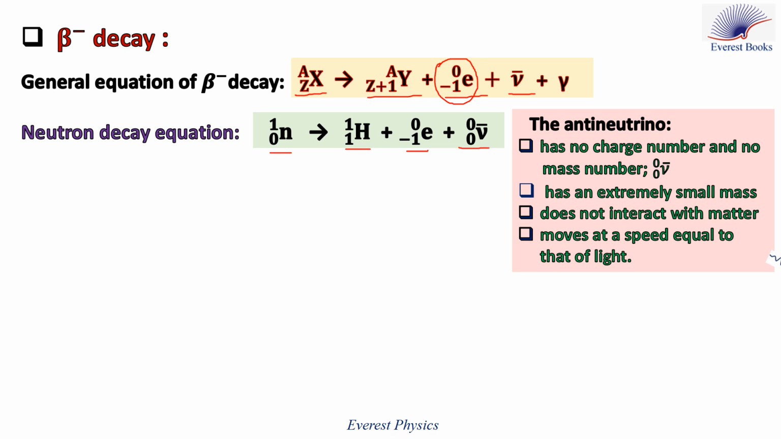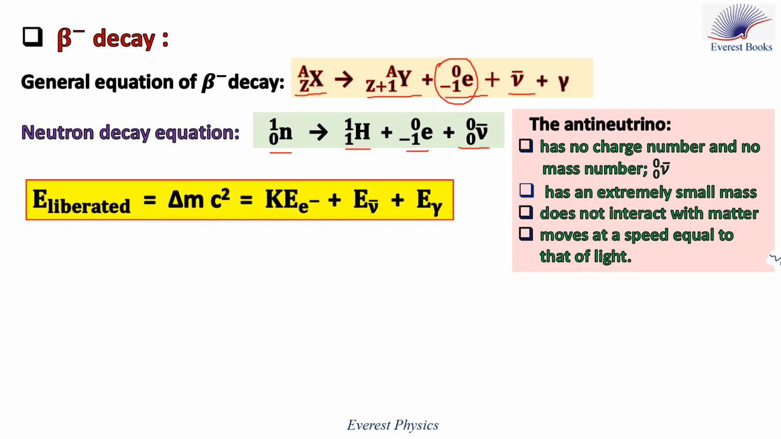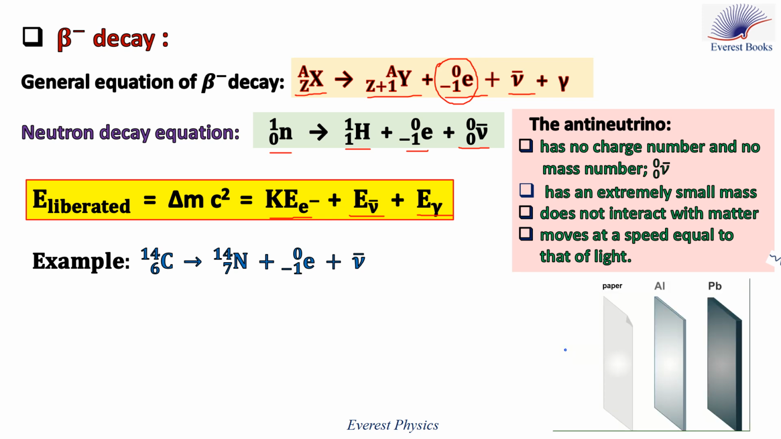By neglecting the kinetic energy of the parent and the daughter nuclei, the liberated energy, which equals delta m c squared, equals the kinetic energy of the emitted electron plus the energy of the antineutrino plus the electromagnetic energy carried by the gamma ray. Example: carbon-14 decays into nitrogen-14 plus electron plus antineutrino. Look at this animation. An electron can penetrate the sheet of paper, but it is stopped by the sheet of aluminum. This means electron radiation has a strong penetrating power.